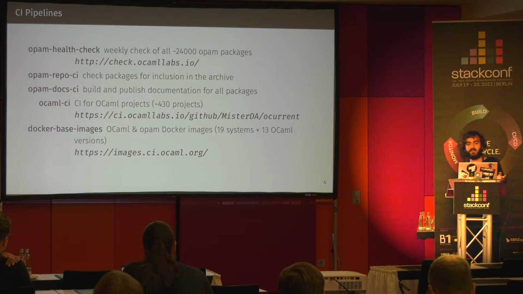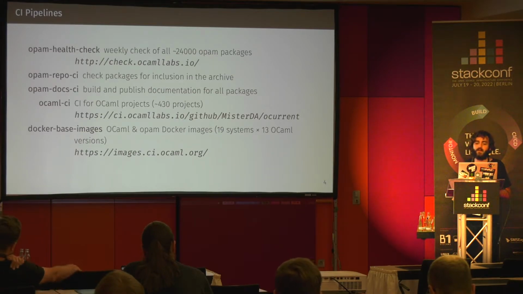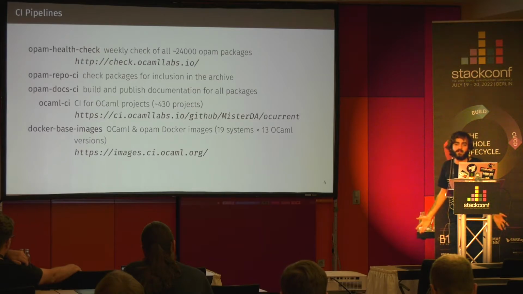And then OCaml CI is a pipeline designed for OCaml projects and users. It's currently deployed on 400 projects on GitHub, and you can see it, for instance, on one of my projects. So it will build my new PRs just before they get rejected by the senior developers at my company.